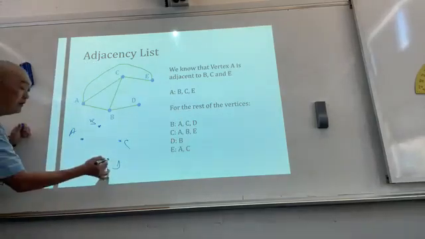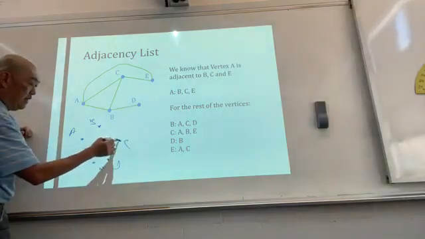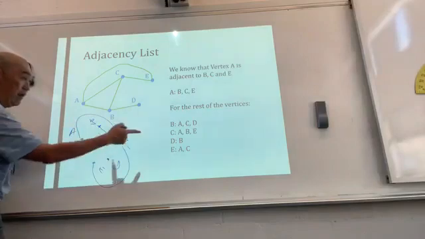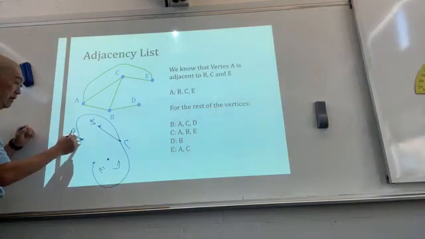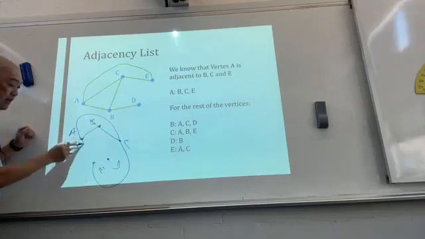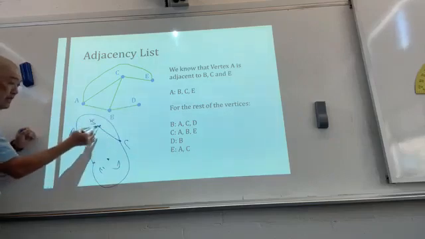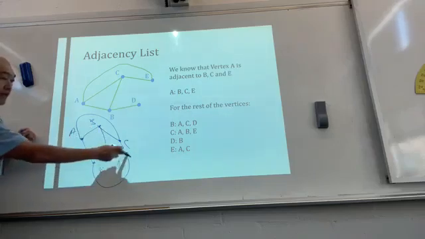So here, if I do it this way, C is connected to B. I know that C is connected to A, C is connected to B, C is connected to E. All right, let's start from there. A is connected to B, A is connected to C. I've already drawn that. A is connected to E. B is connected to A, B is connected to C, B is connected to D. D is connected to B. E is connected to A, E is connected to C.